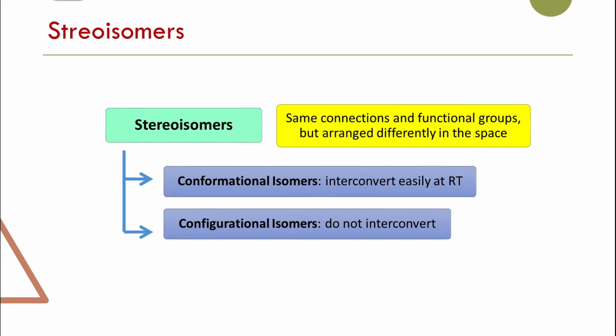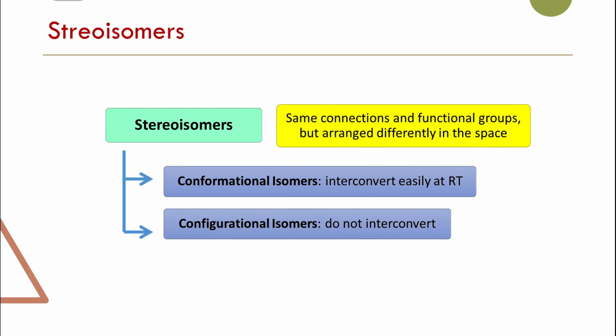So what about stereoisomers? Stereoisomers, because they are isomers, definitely have the same molecular formula. Not only that, they have the same structure. So the same functional group, the same chain connections, everything is the same. The only difference between the stereoisomers is that the arrangement of the groups in space is different.